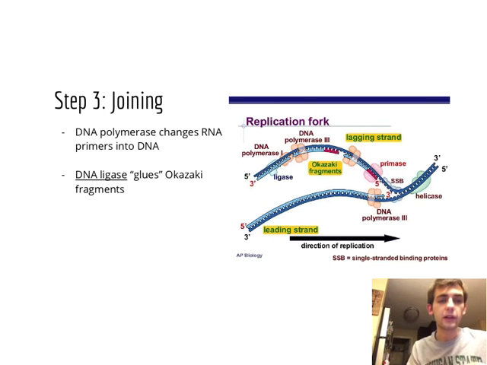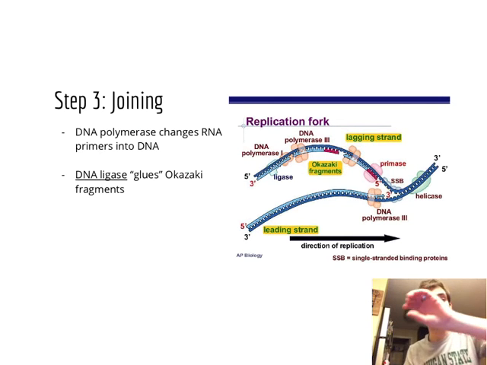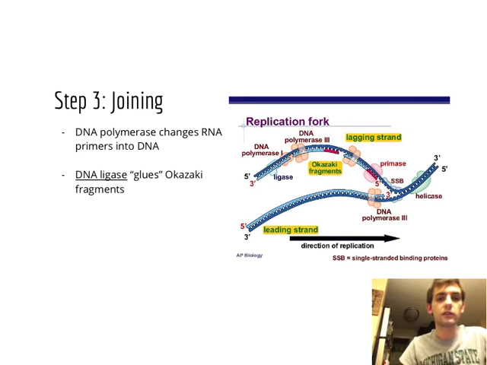Alright, so step 3, the joining. DNA polymerase is going to have another job, which is to change those primers into DNA so they can actually be incorporated into the new daughter strands. And DNA ligase is going to glue those Okazaki fragments that we just talked about together. Because there are gaps in the lagging strand, ligase comes through and seals those gaps to make it one consistent strand. This is just another diagram to show you the different components working.